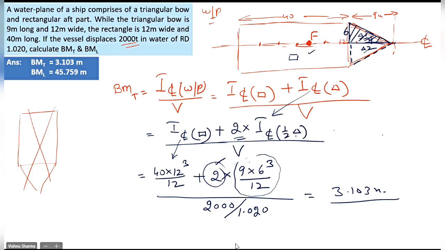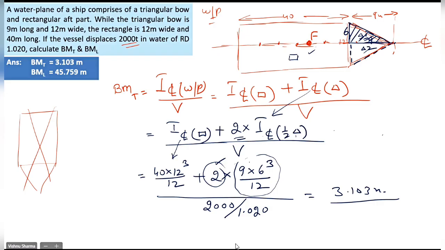Correct, sir. For a triangle, you have done two formulae. One is passing through the geometric center and parallel to the base. And the other is coinciding with the base. BD cube by 12 is the one about an axis coinciding with the base. Correct? So in this case, the center line is coinciding with which side? 9 meters. So I'll take 9 as base. Yes or no? Okay, sir.